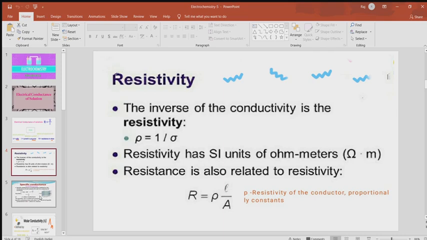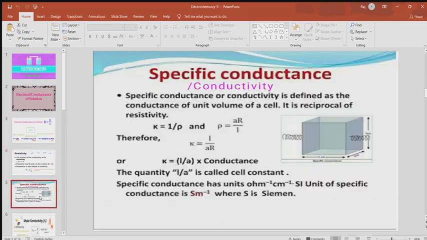What is the SI unit of resistivity? Ohm meter. If a question is asked in the exam, what is the definition of resistivity and its units, you should be able to write it here. Then the next topic is conductivity.